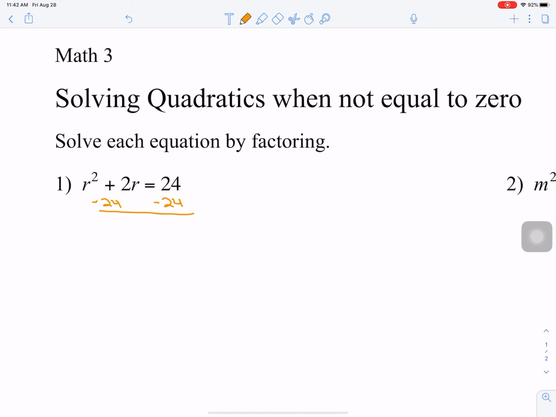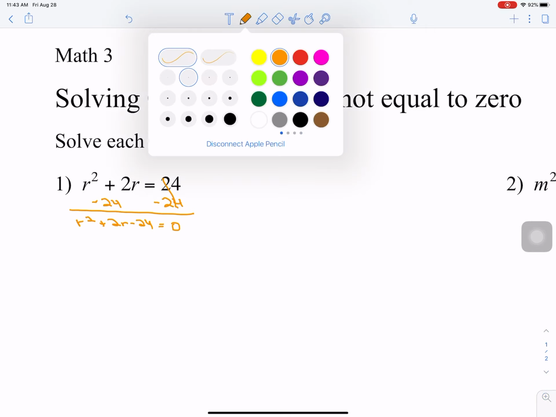Now when we do that, 24 now becomes 0 as we want it to be. And we want to make sure that we bring down the rest in standard form. R squared plus 2r minus 24. Now that it's equal to 0, now we're ready to start factoring.